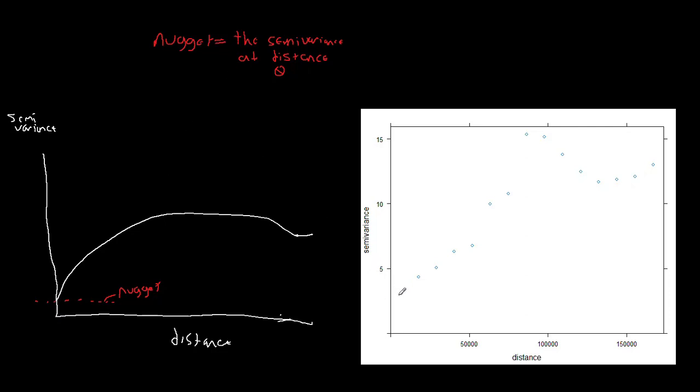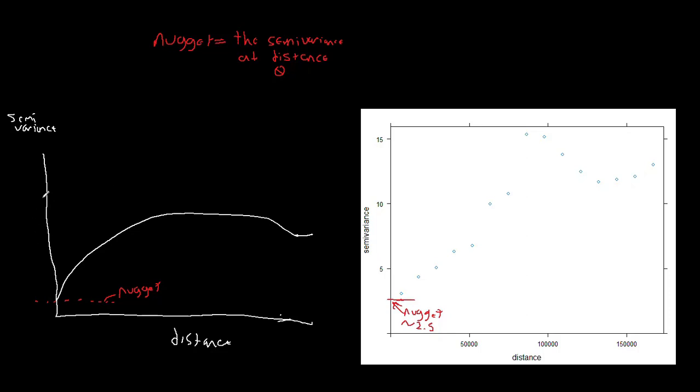So looking at here, our semivariance is on the y-axis, our distance is on the x. So at a value of 0, the semivariance is going to be right here. This is the nugget. In this real semivariogram, this is the nugget. So we would interpret that and say that it's approximately 2.5. Again, I'm eyeballing here.